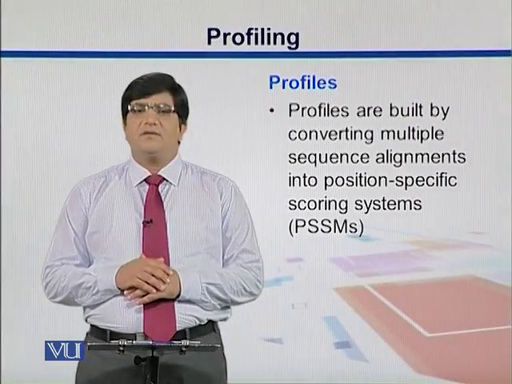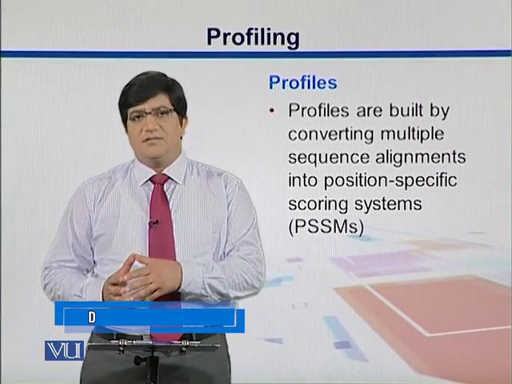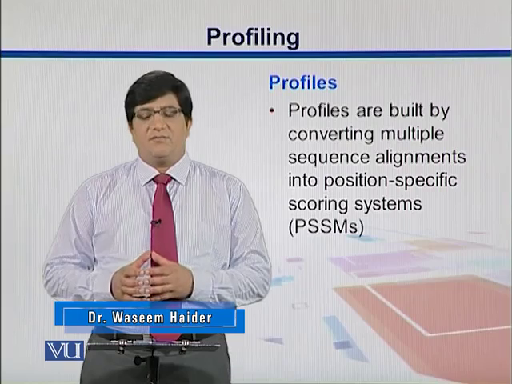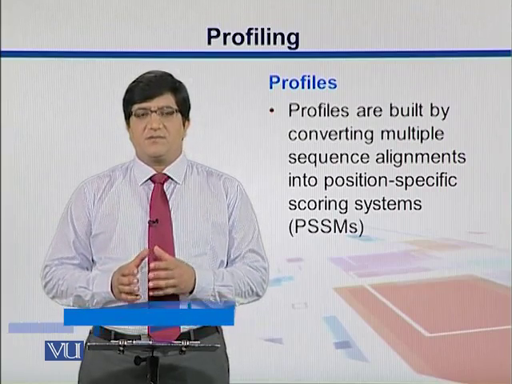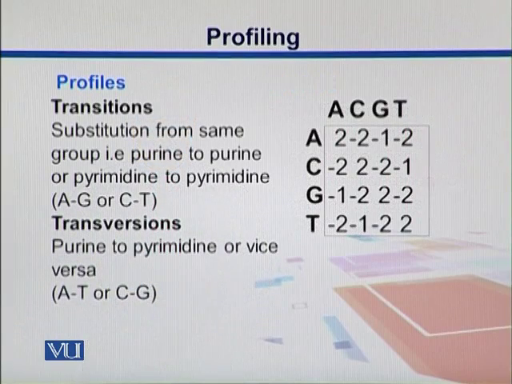Multiple sequence alignments can be obtained by using those profile-based methods. A profile is where we take those alignments and convert them into PSSMs, which are position-specific scoring matrices, and we can use these profiles to do some multiple sequence alignment. Here, for example, we are seeing that there are transitions between different nucleotides and there are transversions.